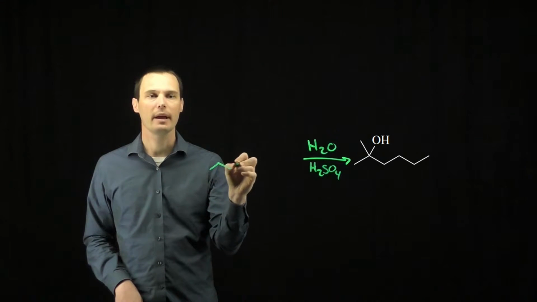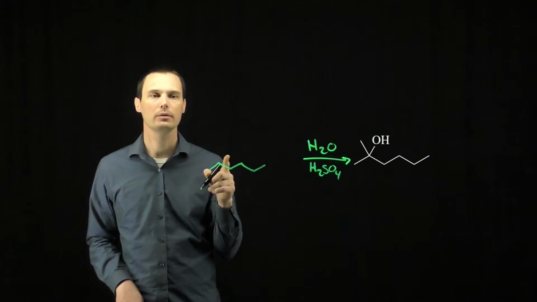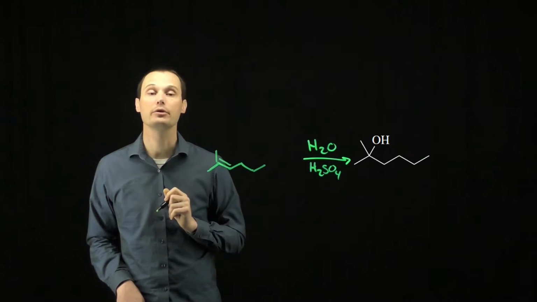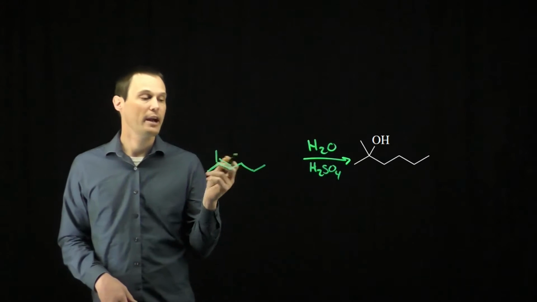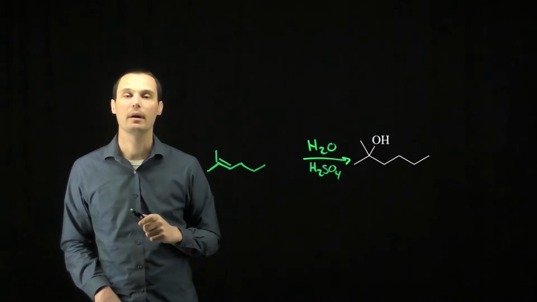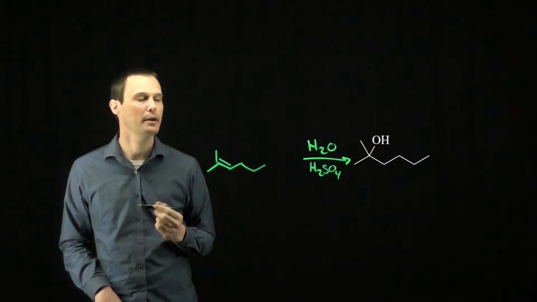One would be if we had 1, 2, 3, 4, 5, 6, 1, 2, 3, 4, 5, 6, if we had an alkene between carbon 2 and 3. This would react with H3O+. Markovnikov's rule says we form the most substituted carbocation at this position. Water would then react and form, after deprotonation, our alcohol product.